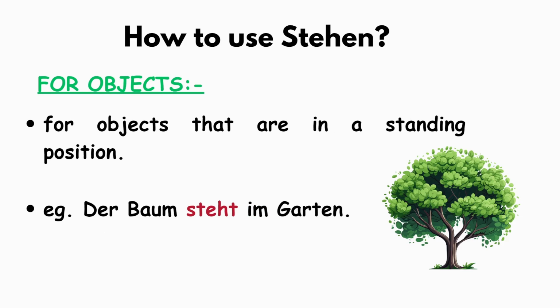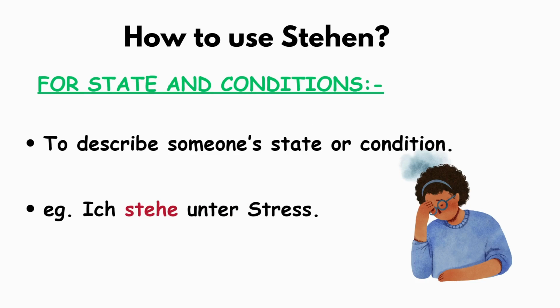It can also be used for objects that are in a standing position. For example, der Baum steht im Garten. The tree is standing in the garden. Now it can also be used to describe someone's state or condition. Like ich stehe unter Stress. I am under stress.